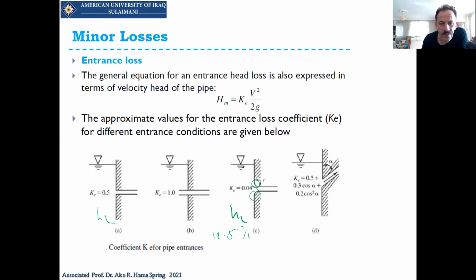So if we want to minimize the head losses, we have to take care about these coefficients. And also there is a kind of special entrance. We have this kind of connection.